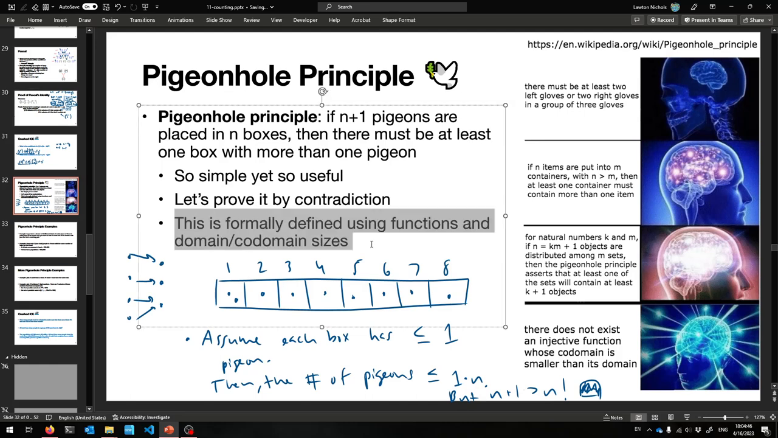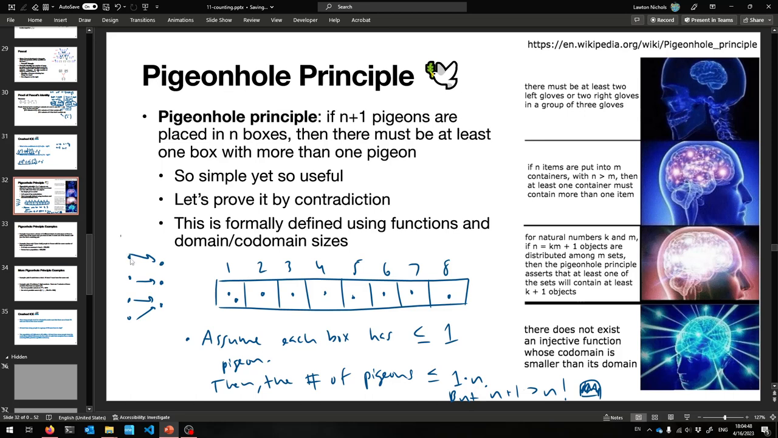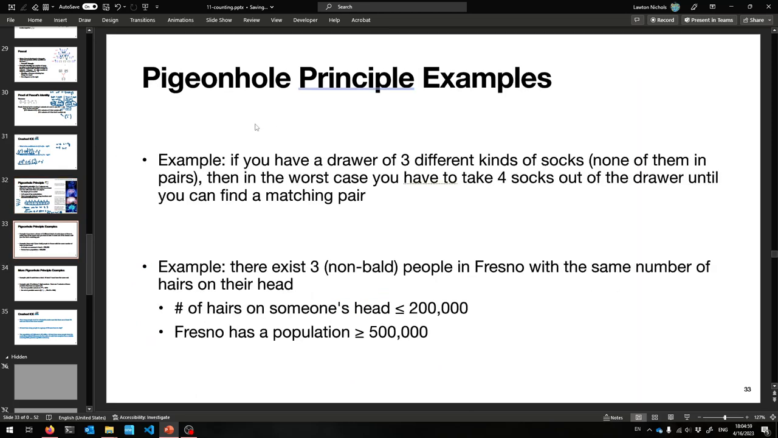And it's really formally defined like this, with functions. You've got a function from a set of size 4 to a set of size 3. There must be overlap. There must be overlap. That's the idea. But this is quite powerful, and let's show some examples of it. You get some cool word problems out of the pigeonhole principle, which is a nice breath of fresh air.